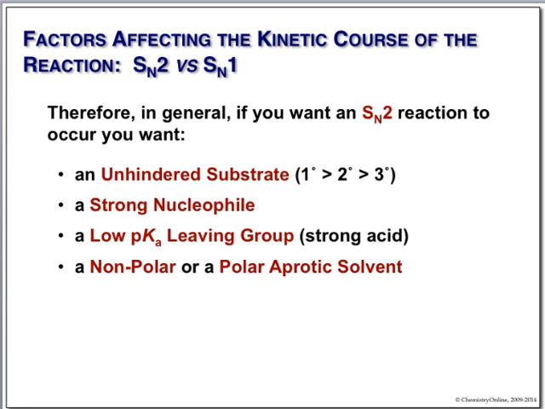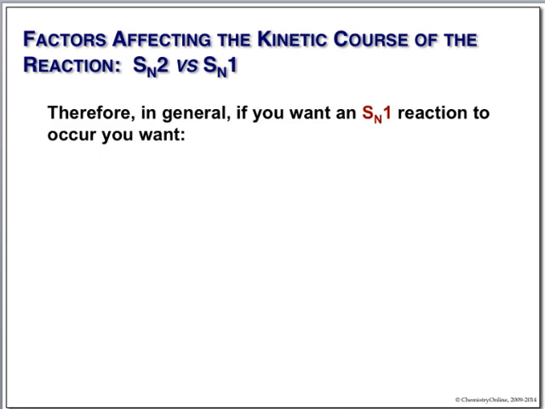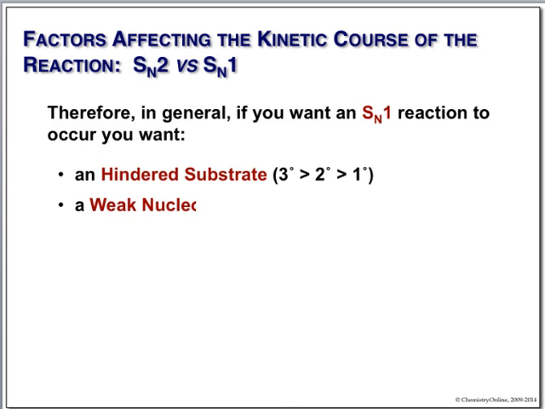If you want an SN1 reaction, you just want the opposite. You want a hindered substrate, because that'll form a carbocation. You want a weak nucleophile, and you want a polar solvent that's going to ionize this thing. So really, this is how you can control it. Polar solvent, nonpolar solvent, SN1, SN2. Those are the main things to remember.